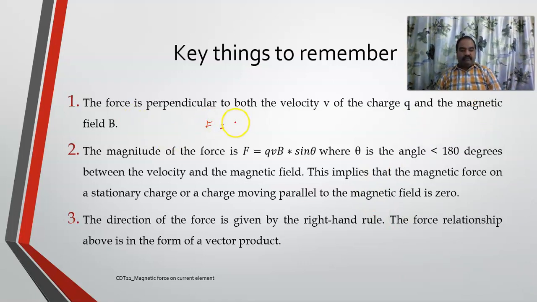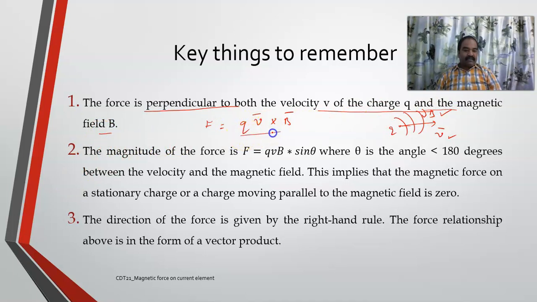Now, key things to remember in this equation: F is equal to Q v bar cross B bar. Here v is the direction of movement of the charge, and this is the direction of B. The force developed on this charge will be perpendicular to both the magnetic field and the direction of movement of the charge. Try to remember this. The force is perpendicular to both the velocity of the charge and the magnetic field, and its magnitude is given by the cross product of v and B.